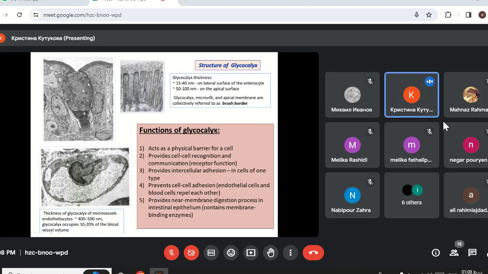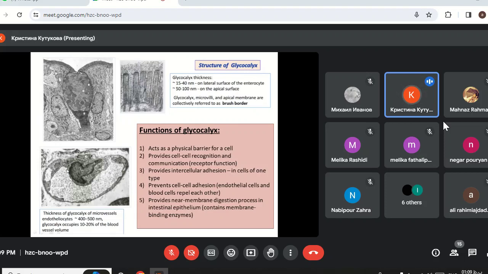For example, in this picture, this is an electronogram showing a cross-section of a capillary. Capillary is the smallest blood vessel. So here is blood plasma inside this capillary, and the wall of the capillary is made up of the cytoplasm of the cell called endothelial cell or endotheliocyte. Here is the nucleus of this endotheliocyte, and here its flattened cytoplasm, which makes the wall of the capillary.